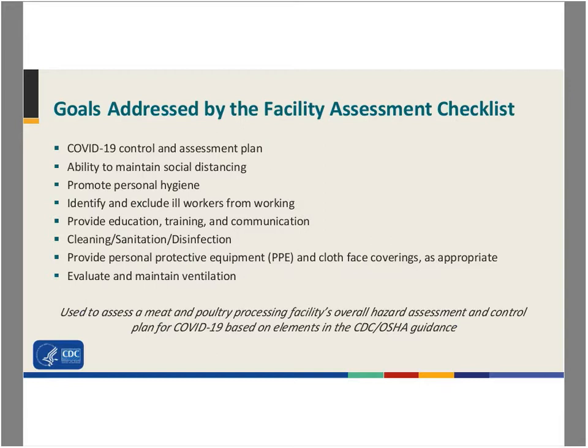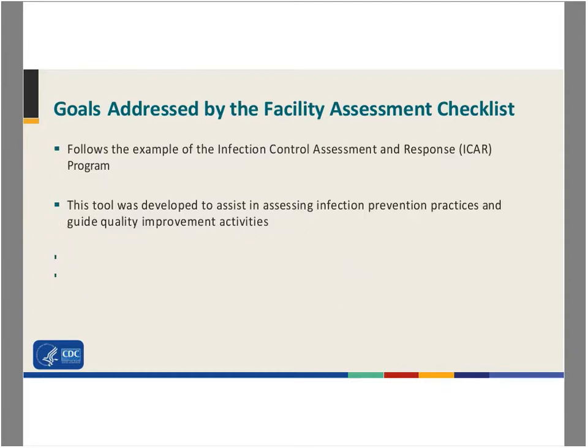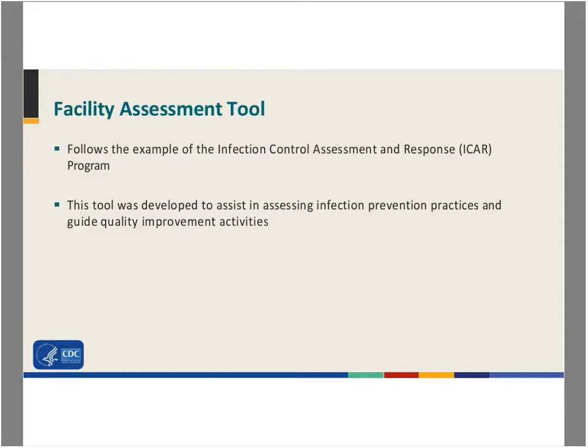The items that the facility assessment checklist looks at are the plan itself, the ability to maintain social distancing, promoting personal hygiene, identifying and excluding ill workers from working, providing education and training communication, and then cleaning, disinfection, and sanitation of high-touch surfaces, and also an evaluation of PPE, face coverings as appropriate, and evaluating and maintaining ventilation.